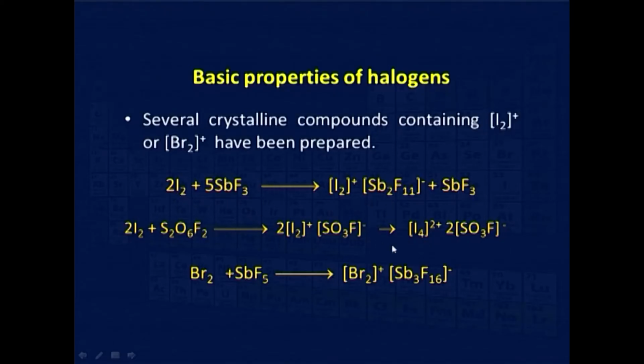Several crystalline compounds containing I2+ or Br2+ have been prepared. This is the way the positive species of iodine, I2+, has been prepared. It is the same for Br2+ with antimony pentafluoride. Antimony trifluoride is going to react with iodine.